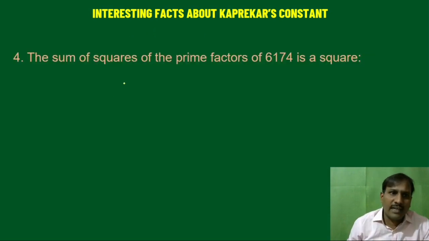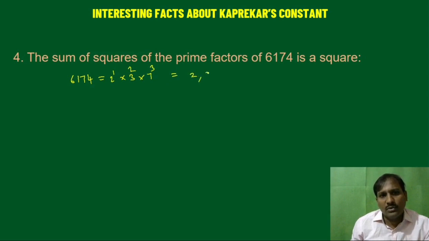And the next one is the sum of the squares of the prime factors of 6174 is a square. So what is 6174 when you prime factorize it? That is 2 power 1 into 3 square into 7 cube. That is 2, 3, 3, 7, 7, 7. These are the prime factors of 6174.